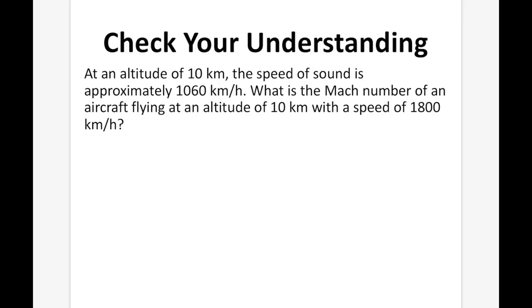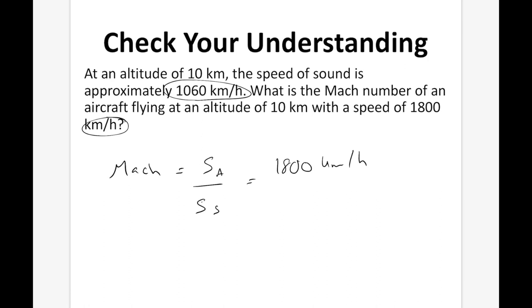Now, since we're just simply looking for a multiple of that speed of sound, we don't need to convert everything to meters per second because they already are in the same units. We have kilometers per hour and we have kilometers per hour. So to find Mach, we're going to take the speed of the aircraft divided by speed of sound. The speed of the aircraft is 1,800 kilometers per hour, and the speed of sound is 1,060 kilometers per hour. The kilometers per hour cancel out, and you're left with 1,800 divided by 1,060, which equals Mach 1.7. It's going 1.7 times the speed of sound.